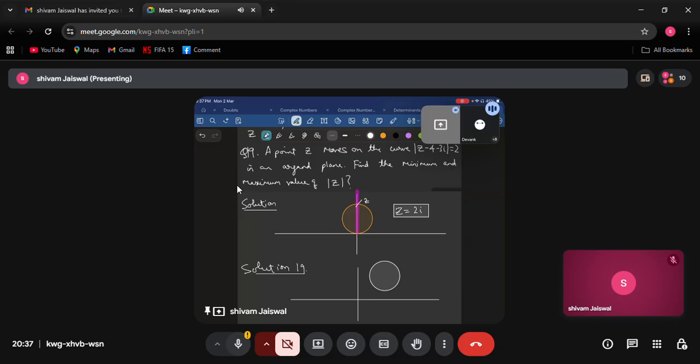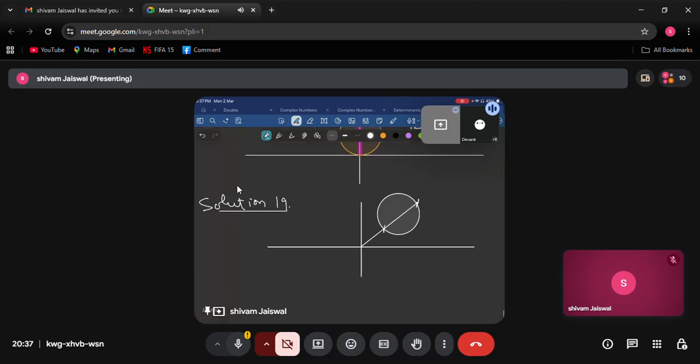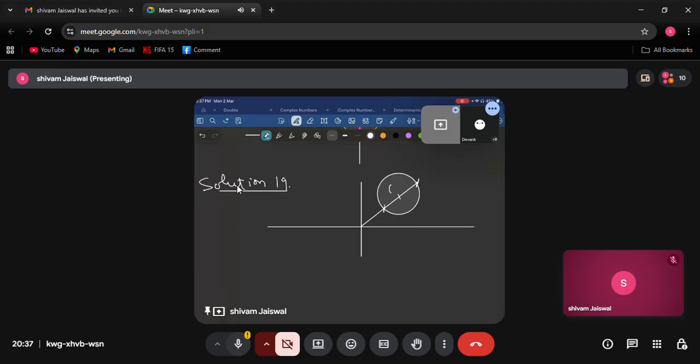So minimum value will be when it passes through the center of the circle, right? This is where you will get the minimum value, and this is where you will get the maximum value. So mod z minimum. And what is the center? Center answer is 4, 3. Yes, now it is correct.